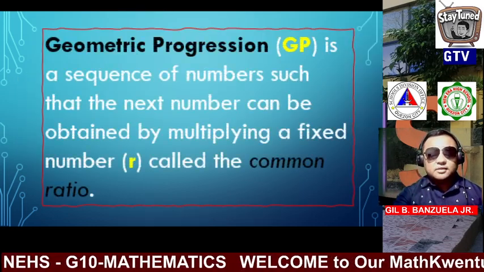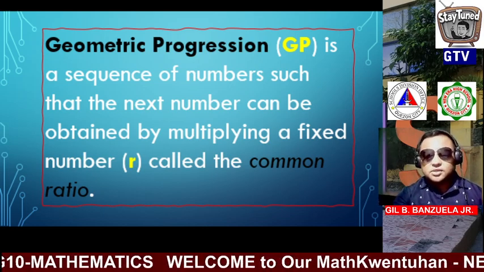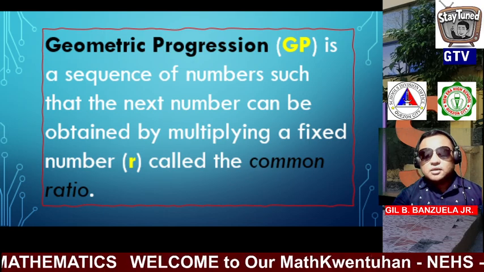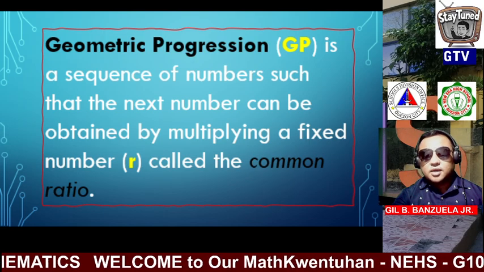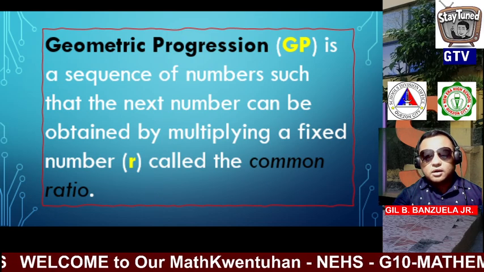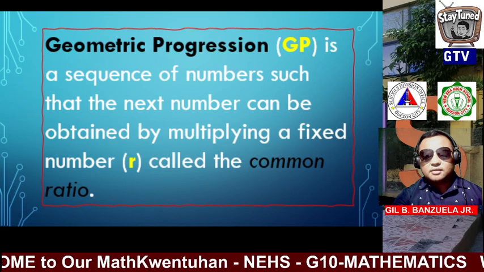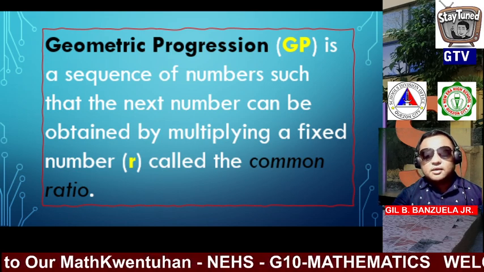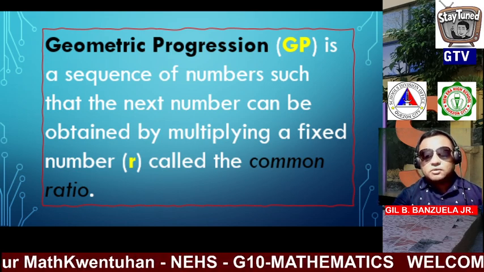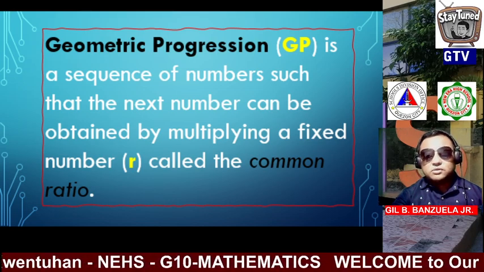Then let's define geometric progression or sequence. It is a sequence of numbers such that the next number can be obtained by multiplying by a fixed number r, called the common ratio. Again, obtained by multiplying by a fixed or common number r. And this is called the common ratio.